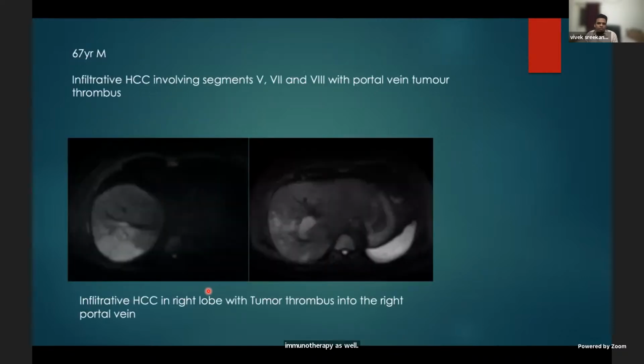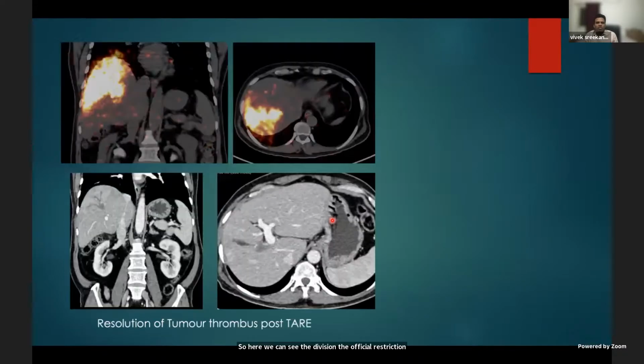Coming to one of our practical cases, which shows an infiltrative HCC seen in a diffusion weighted image. This is a 67-year-old male with an infiltrative HCC, and the HCC is entering into the portal vein, up to the right portal vein and the main portal vein. Here we can see the diffusion restriction in the portal vein as well. The decision was taken to do a radioembolization, where there was an excellent uptake of the Y90, which was confirmed by the PET scan.